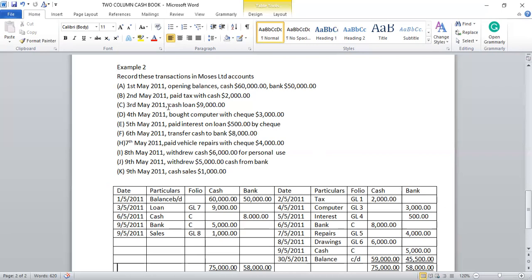C, 3rd May 2011, cash loan, $9,000. That is received loan by cash. So the cash account will be debited with $9,000 because it is receiving the loan. So we come here, 3rd May 2011. That's the date. The particulars, loan. The corresponding loan account can be found in the general ledger, page 7. And the amount involved is $9,000. And the cash account being debited.